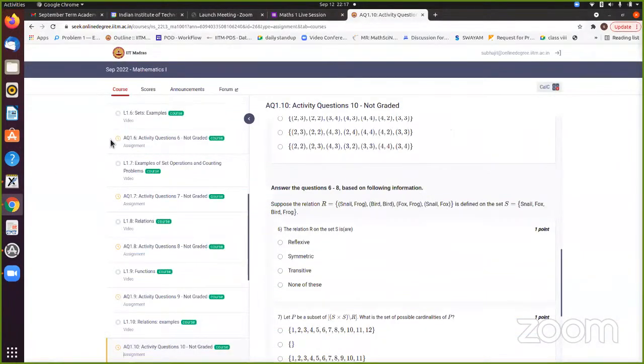Anyone have any doubt till this point? Sir, bijective. Yeah, tell me. Sir, bisective line are y is equal to mx plus c.